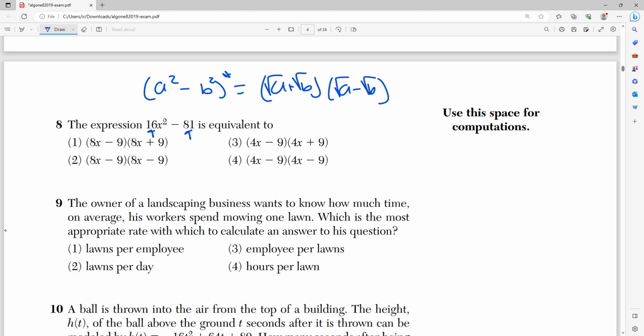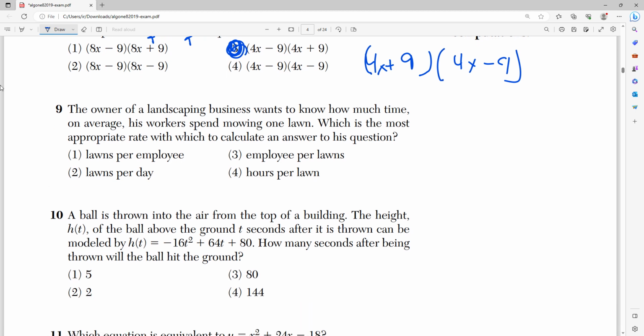So 16x squared, that's our a, 16 is our a, and 81 is our b, right? So radical 16 is 4 plus what? Radical 81 is, what's that? That's 9. So 4x plus 9 times 4x minus 9, right? So 4x minus 9, 4x plus 9. That's all. Just remember that rule, right?